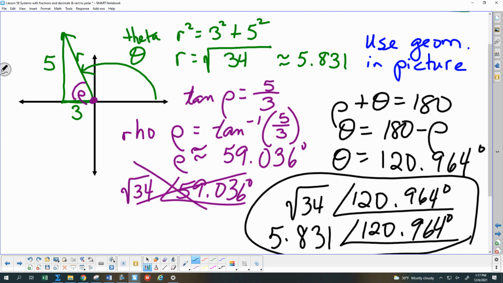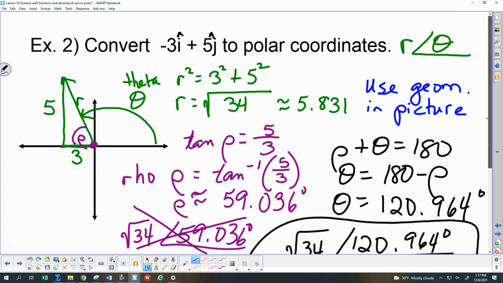Okay, a couple of things before we move on. It is not always 180 minus rho. This is different in every single quadrant, a little bit. You have to look at the picture and say, for this picture, how does the geometry fit together to figure out your real angle? Does that more or less make sense? We'll do another one here in a minute where it's a little bit different strategy. Also, let's make some observations here.